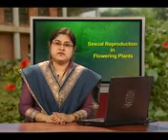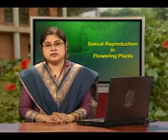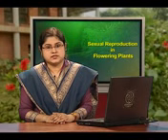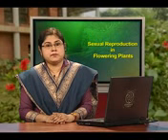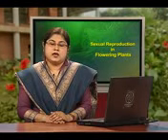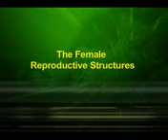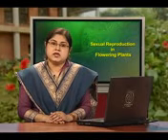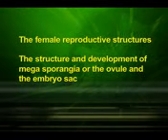So friends, now I have come to the end of the first part of this lesson on sexual reproduction of flowering plants. Today we have discussed the flower, its role as an organ of sexual reproduction in flowering plants. We have seen the reproductive parts of a flower, the stamen and the pistil. We have also covered the structure and development of microsporangia and the pollen grains along with their importance. In the next episode, we will focus on the female reproductive structures and will cover the structure and development of megasporangia or the ovule and the embryo sac.